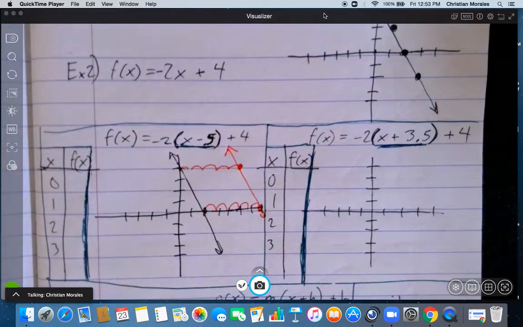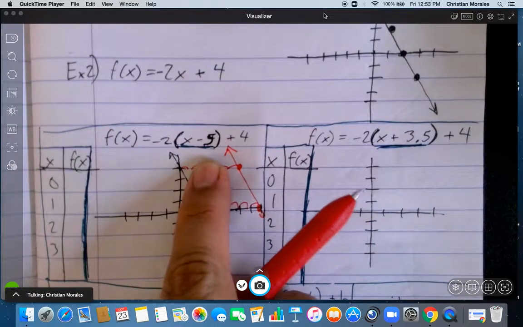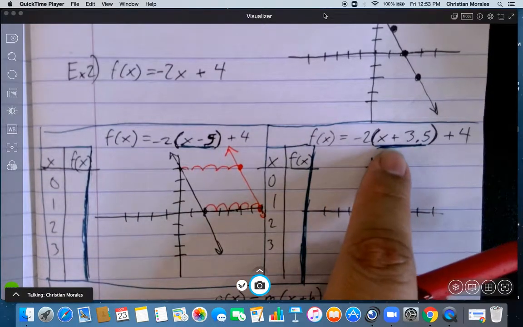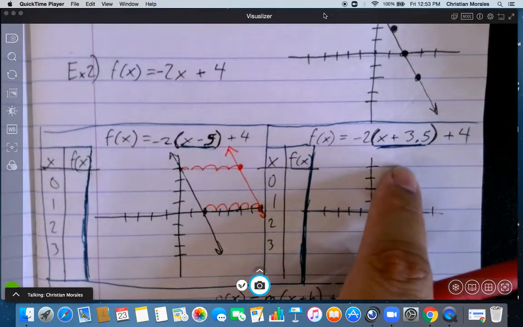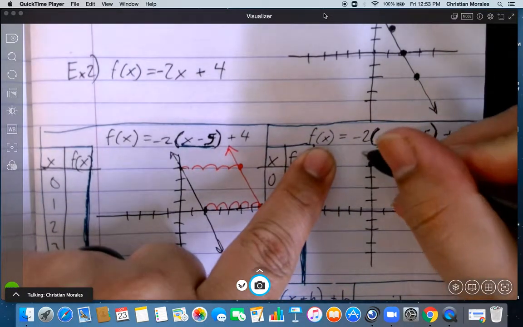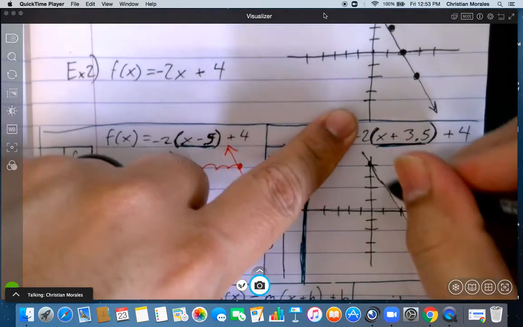Okay, that's what happened. So it moved it to the right. This moved it to the right. All right, now here, when you see plus 3.5, they're adding 3.5. Now remember, the original line was here and here. So it goes like that, okay?